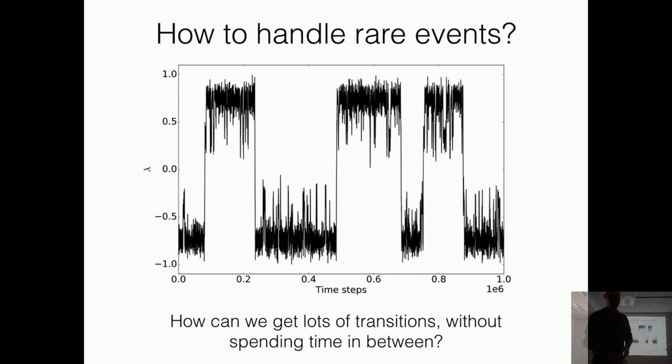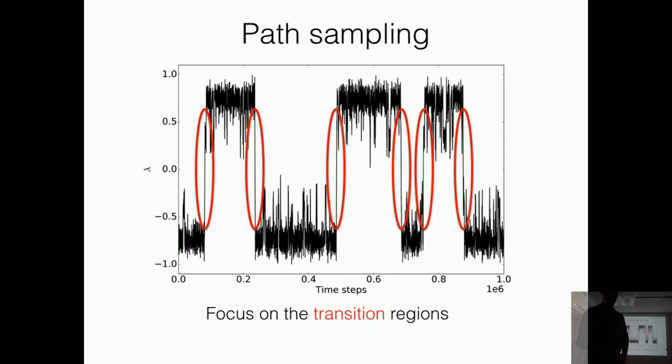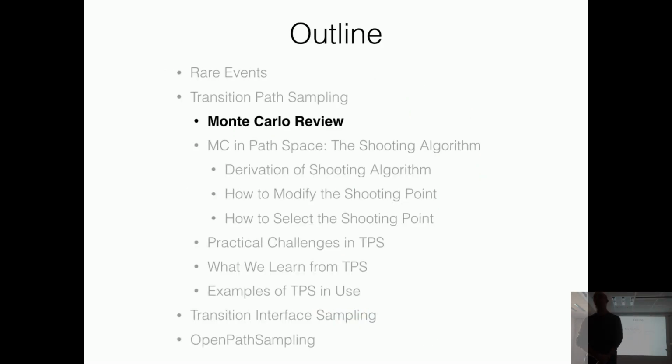So what we're going to do is use path sampling, which focuses in on these transition regions. Notice that what happens here is characteristic for these kinds of transitions. There's a very fast transition with a long waiting time. So the hops are relatively sudden. We're going to do a Monte Carlo in path space in order to study these things. So that's why we're going to review Monte Carlo. I assume that everyone here has done Monte Carlo of some sort before, so I hope so.